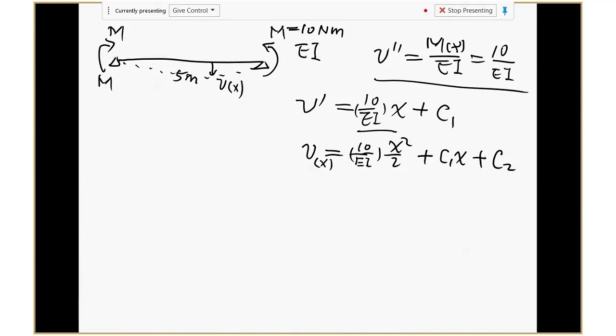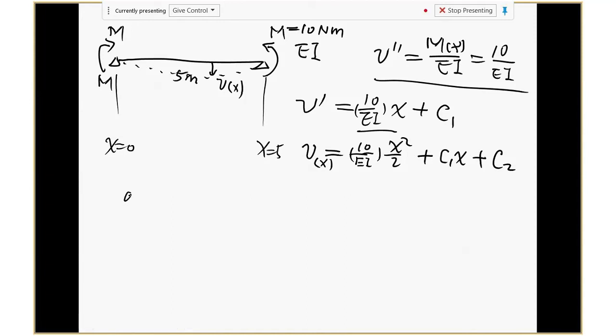But can I find V at any point, let's say x equals 2 or x equals 2.5? No, I cannot yet. Why? Because I don't know C1 and C2 yet. They are integral constants. Remember when you solve a differential equation, you do the integral and you get integral constants. How do you determine the constants? Boundary conditions. Where is the boundary? Here, x equals 0, that's a boundary, and here, x equals 5, that's a boundary.